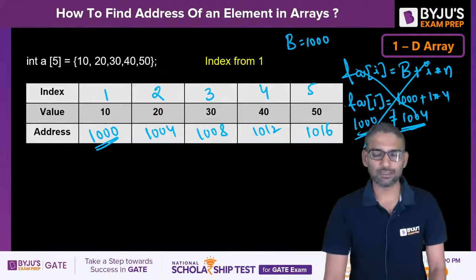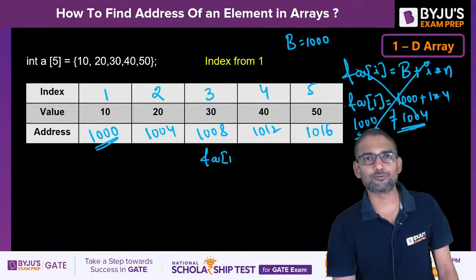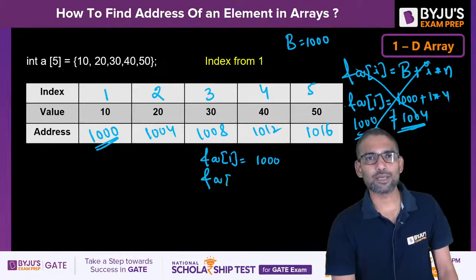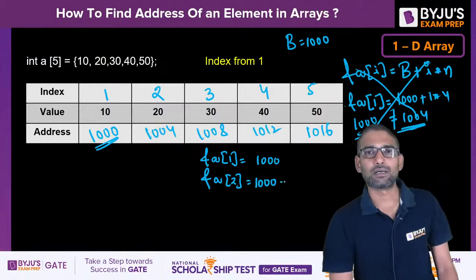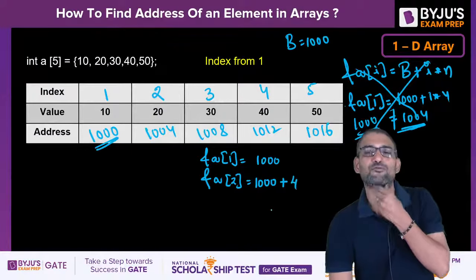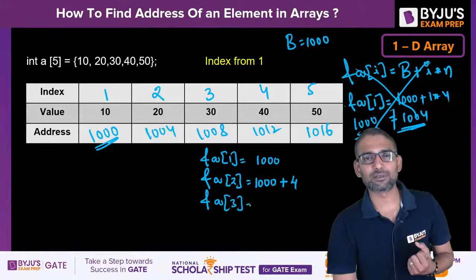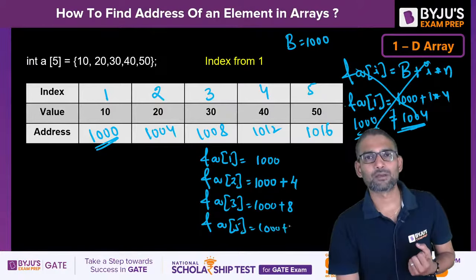Then let's see how it actually is. Address of A of 1 is 1000. Address of A of 2, when the base address I have taken as 1000, differs by 4, second element address. Third element address differs by 8. Fifth element address differs by 16. Isn't it?